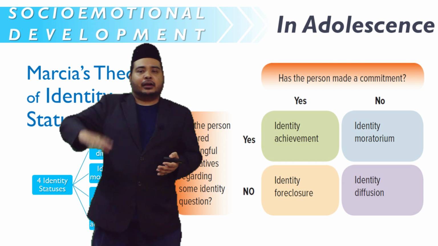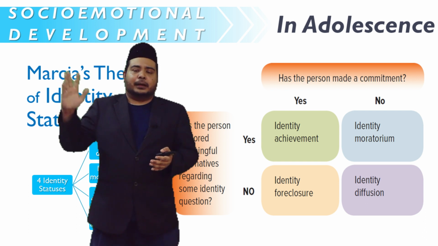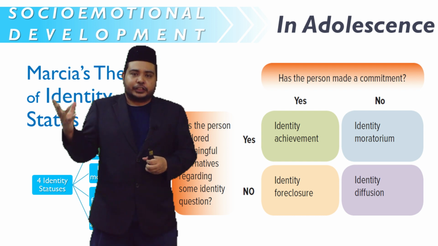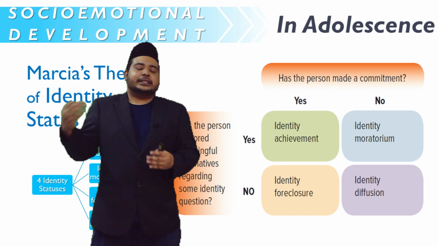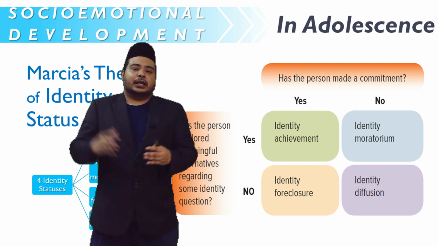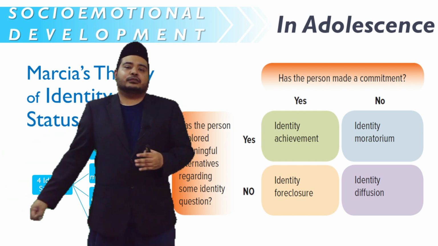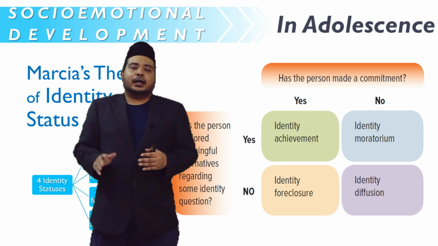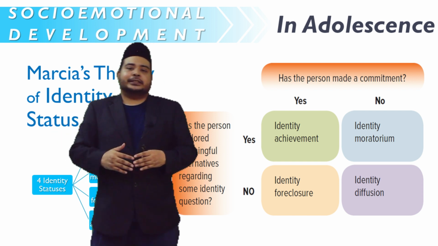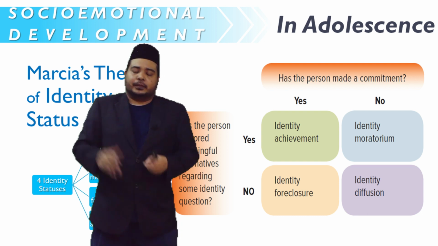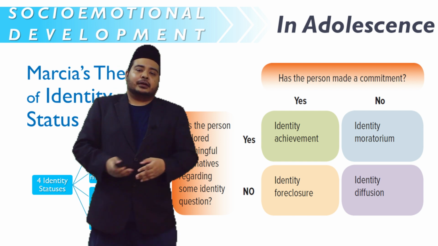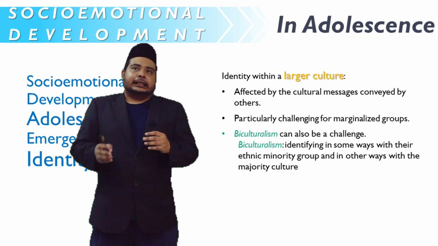On the other hand, on the lower left, if you have not decided on any identity and you have not explored anything, that is identity confusion. If you have explored but you are not committed, there is identity moratorium. If you have decided but you have not explored, there is identity foreclosure.